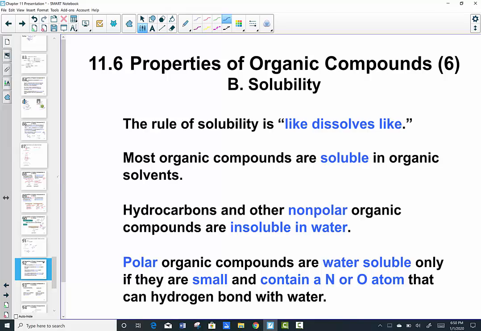Hydrocarbons and other nonpolar organic compounds will be insoluble in water. Polar organic compounds are water soluble only if they contain a small chain and either a nitrogen or oxygen to help with the polarity so it can form hydrogen bonds with the water. So let's review what we've said.